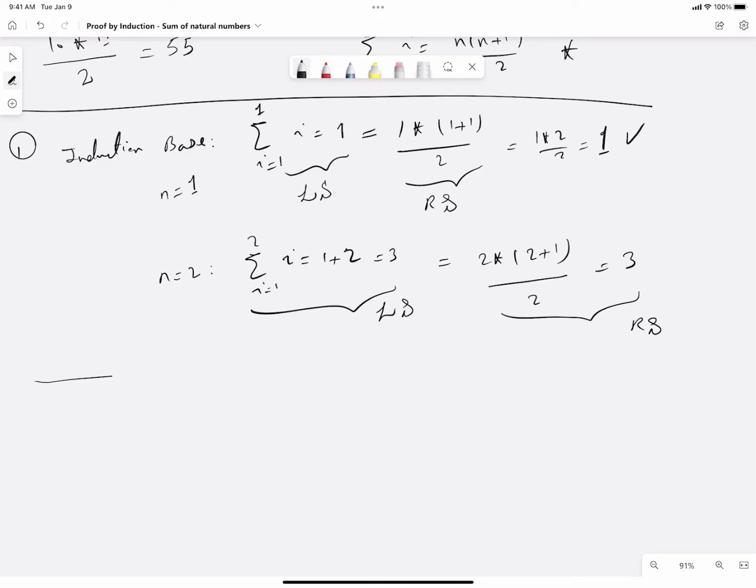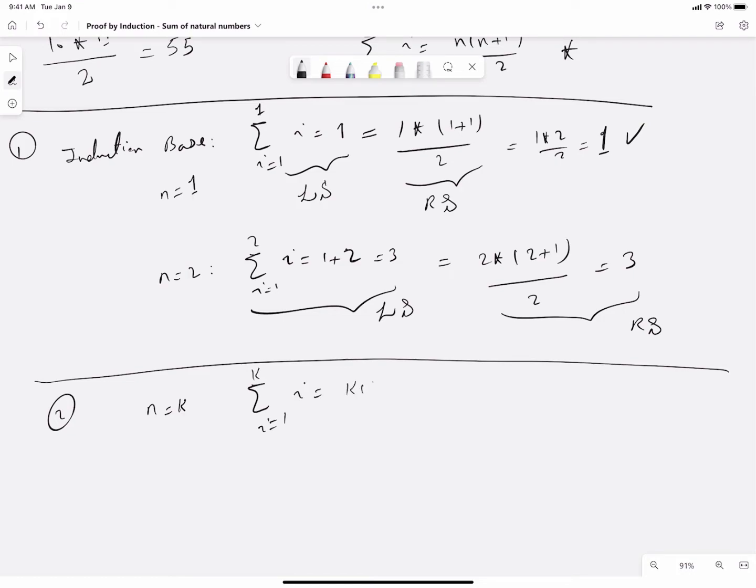So after having the induction base, we're going to see how we can prove it for some random input. The induction hypothesis is the second step. We're assuming that for some random number such as k, the theorem that we're going to prove is correct. So we're assuming that sigma of i equal to 1 up to k of i is equal to k times k plus 1 divided by 2.